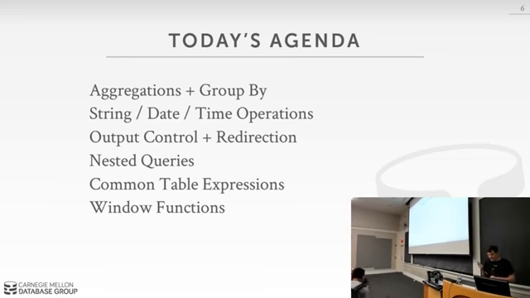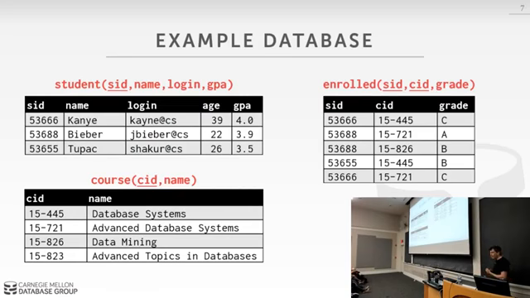All right, for this, we're going to use a sample database comprised of 3 tables. It's a mock university. We're going to have a student table where students have student IDs, names, logins, and GPAs. We'll have a course table with course IDs and names. And then we'll have an enrolled table where we have foreign key references from the student table and the course table, along with the grade that the student got in the class. We'll use this as our running example as we go along.